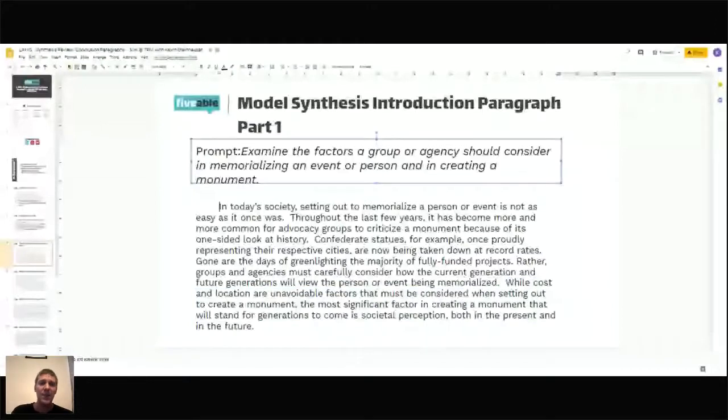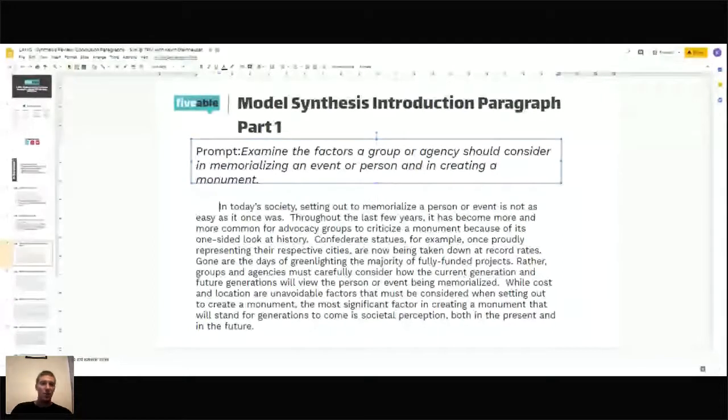In today's society, setting out to memorialize a person or event is not as easy as it once was. I'm building context here about the topic, memorializing an event or person. Throughout the last few years, it has become more and more common for advocacy groups to criticize a monument because of its one-sided look at history. Confederate statues, for example, once proudly representing their respective cities, are now being taken down at record rates. Gone are the days of greenlighting the majority of fully funded projects.